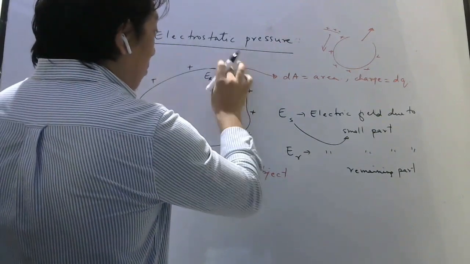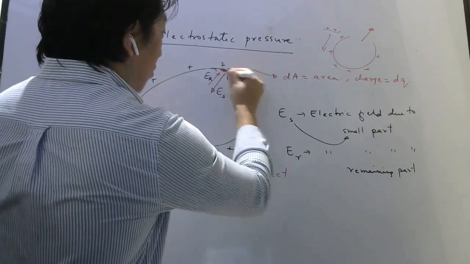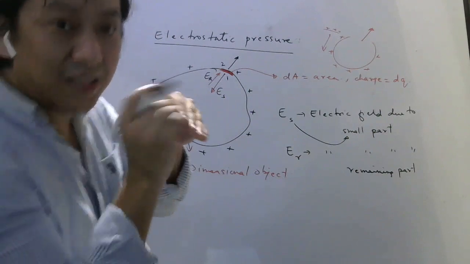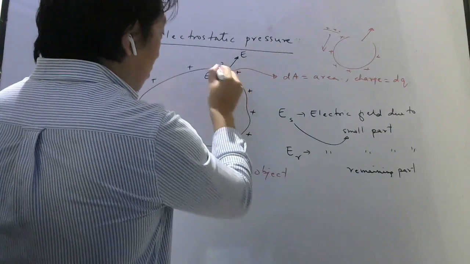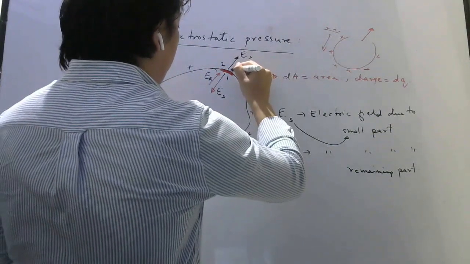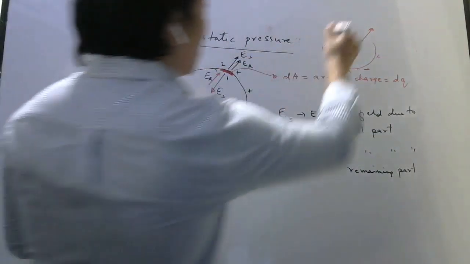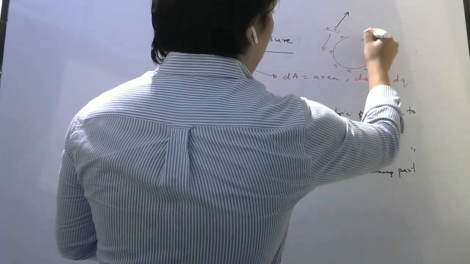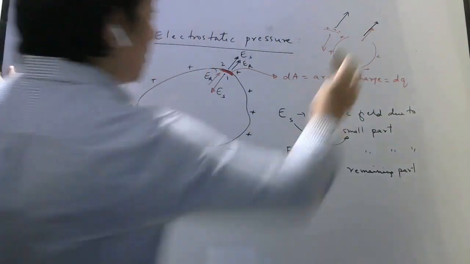Similarly, at point number 2, the electric field due to this small plus charge will be away. And since these points are just inside and just outside, the magnitudes will be the same. So this will be E due to the small part, ES. And due to the remaining part also it will be away, E due to the remaining part. You understood? So if I take a point here, then due to this it will be away, and due to this also it will be away. Okay? So I hope everybody understood this.